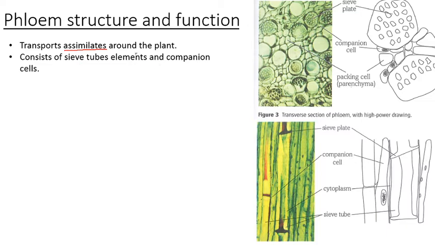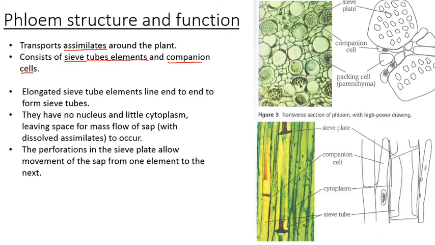The two types of cells are sieve tube elements. I promise a sieve tube element is a cell, and a companion cell. Best friends. The sieve tubes, which are these, okay, they actually look like, sorry, not there, here. The sieve tubes, so I'll just draw around an entire sieve tube.